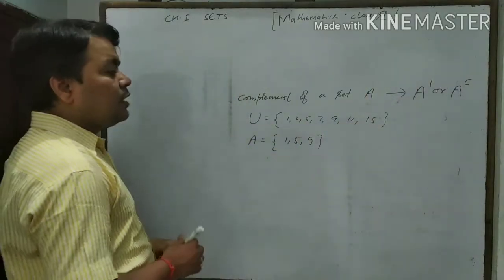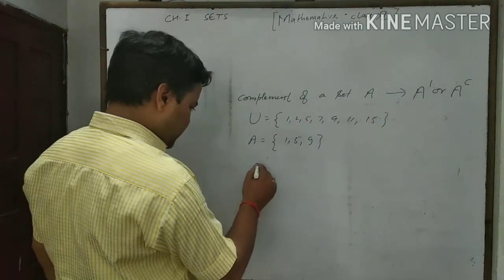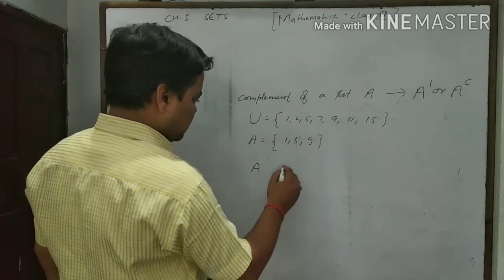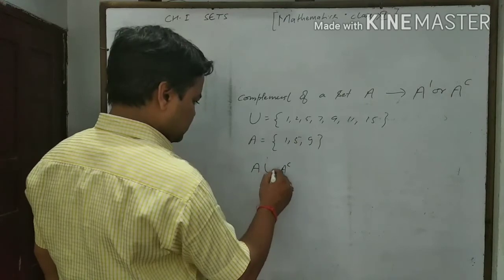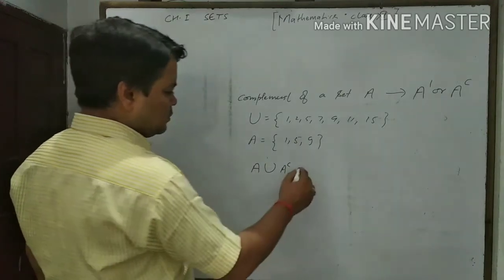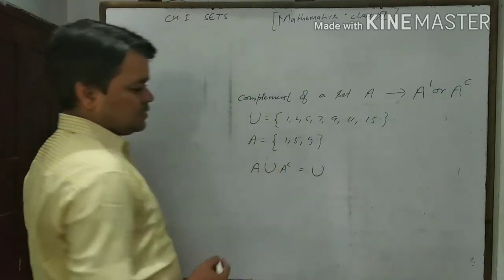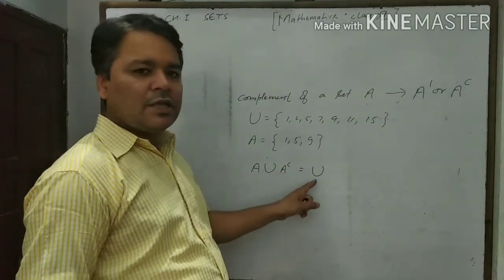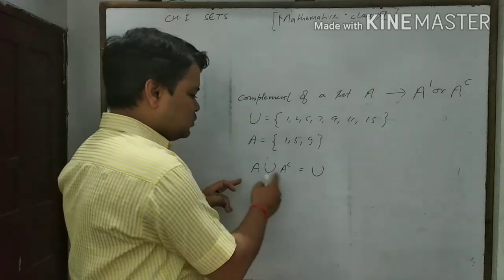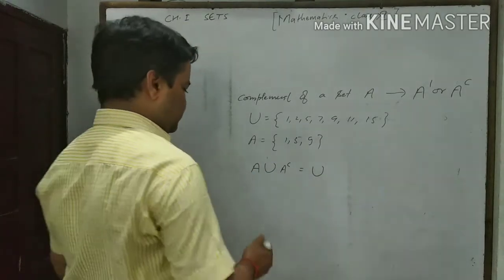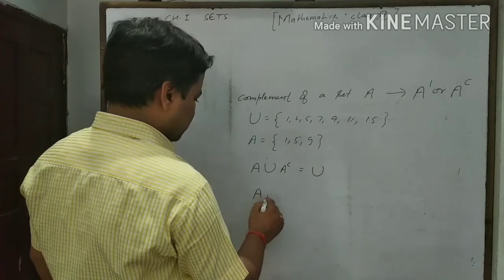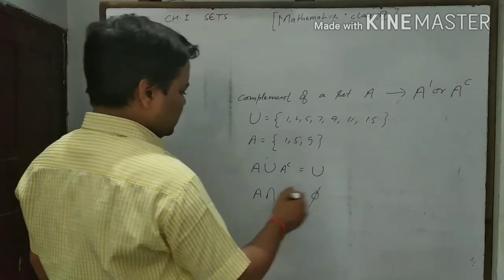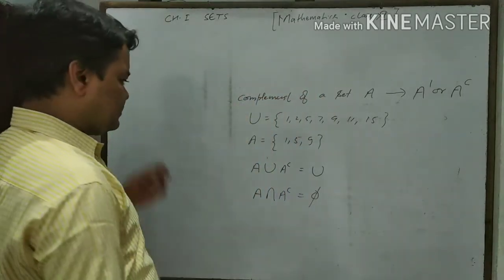Here set A and the complement of set A is equal to what? Universal set. A set and its complement set is the universal set, means the union of these two sets will be the universal set. Complement of set A and its intersection is what? That is empty, means no element is common.